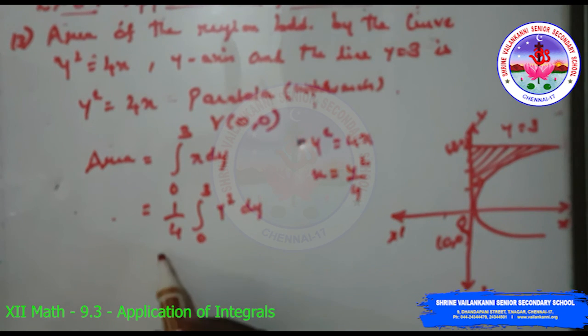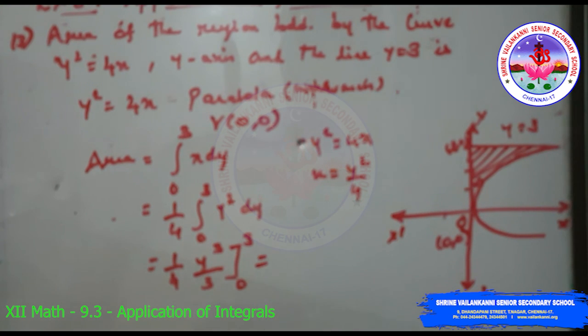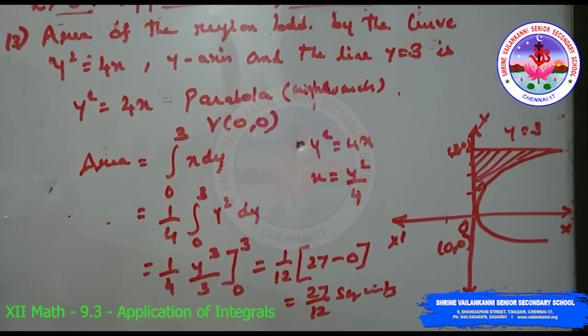So integrating y square we get y power 3 by 3. Limit is from 0 to 3. So upper limit minus lower limit. So 1 by 4 into 3 is 12, so 1 by 12. Upper limit is 3, so 3 cube, which is 27 minus 0. So which is equal to 27 by 12 square units. So required area is 27 by 12 square units. So cancelling this, we get 3 by 4 square units. Hence the correct answer is B.